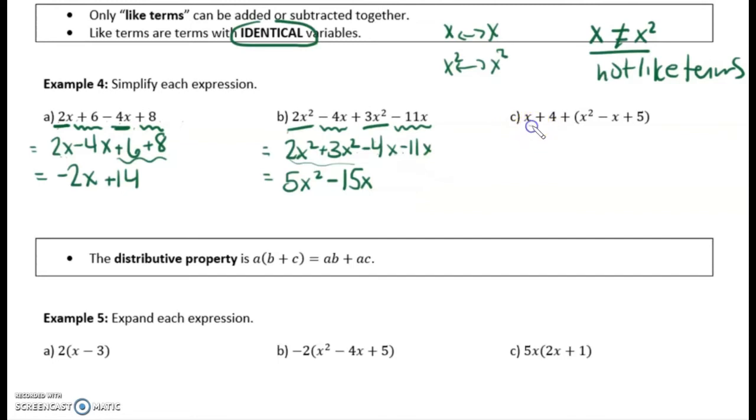Okay, and the next one, x plus 4 plus, and then we have a trinomial here in brackets. Here's the thing, because there's a plus sign in front of the bracket, we can actually just drop the brackets and just add.